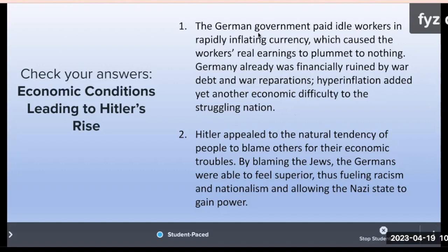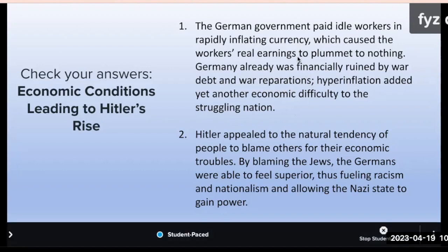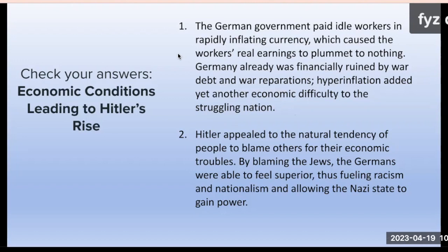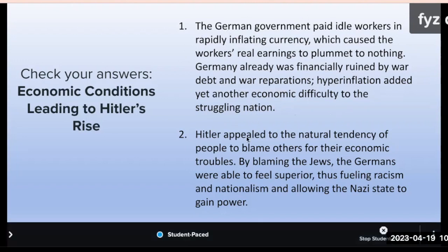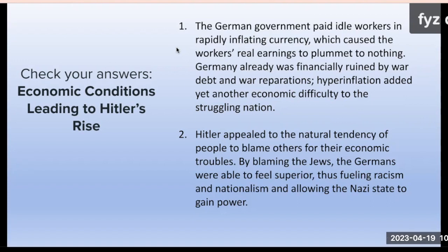And it's going to lead to a lot of social unrest because obviously people in Germany don't like that the Treaty of Versailles blamed Germany for this horrific war, but they're also not going to like that their money is plummeting down to being worthless, that they're basically going bankrupt because so much is owed in the Treaty of Versailles.